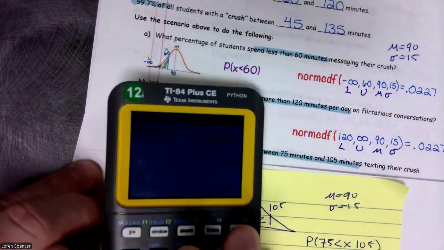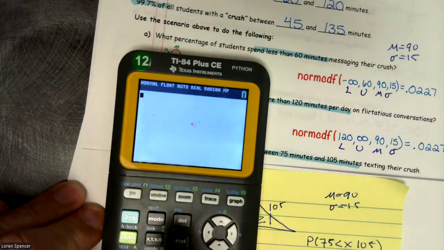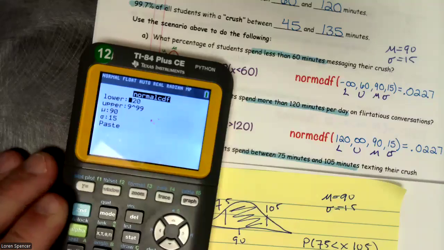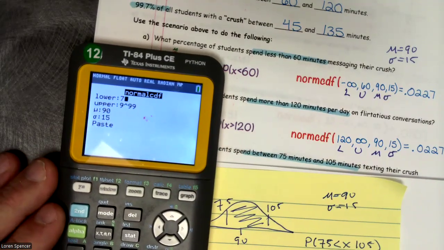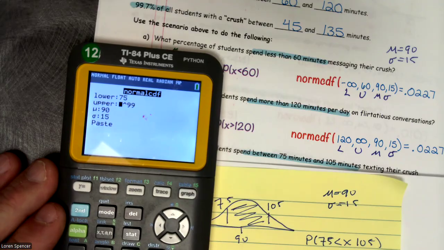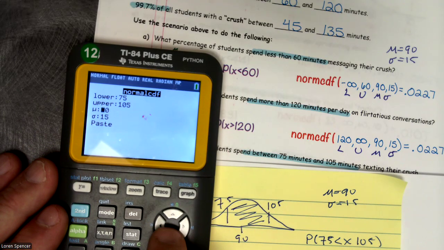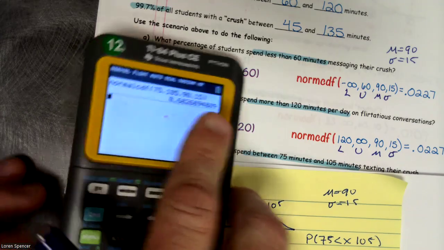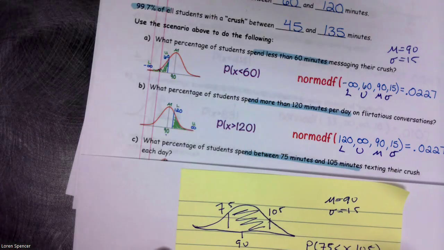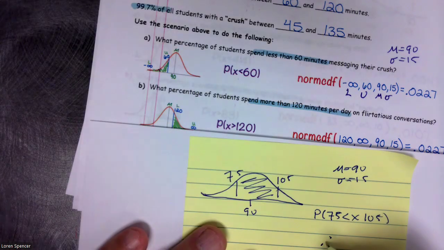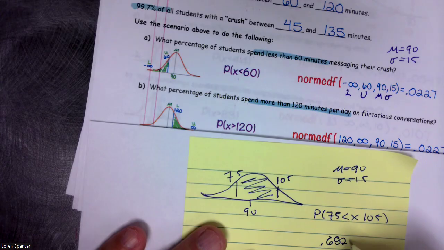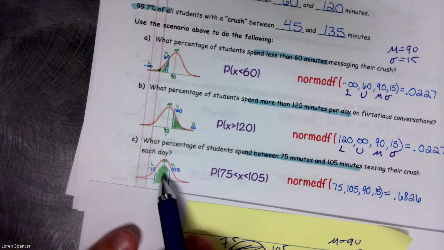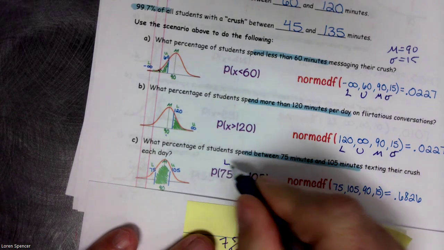So once again, here we go. Back to norm CDF. Second vars, norm CDF. Lower bound of my shading, what was the lower part? Oh, 75, same as in my probability statement. My upper part, 105. My mean is 90, standard deviation is 15. And we get 0.6826. So we said our estimate was 68%, and what we actually came up with was 0.6826.